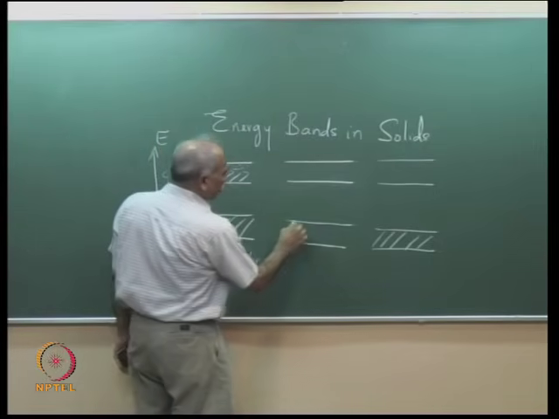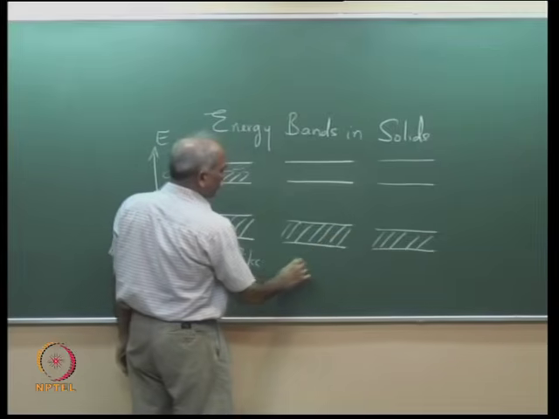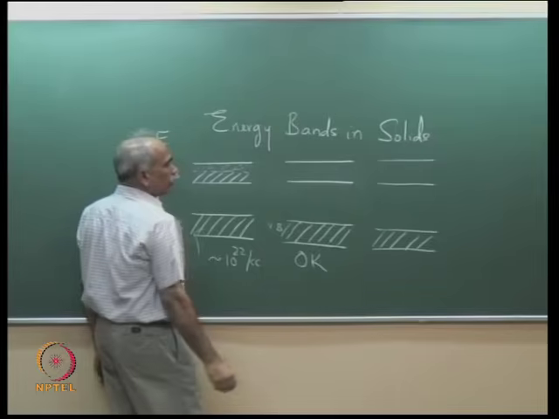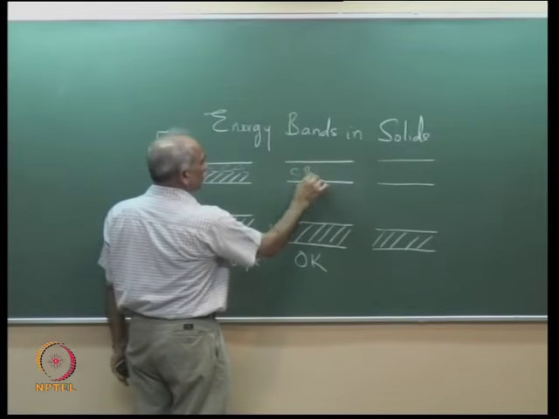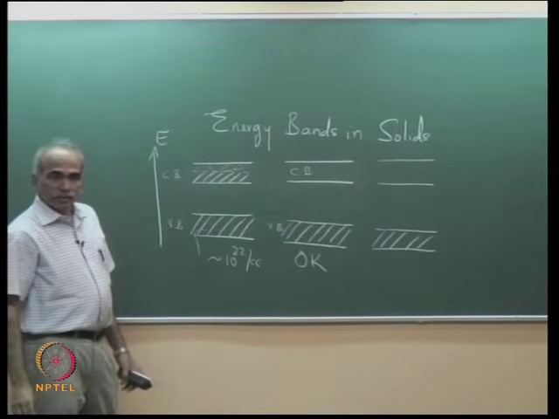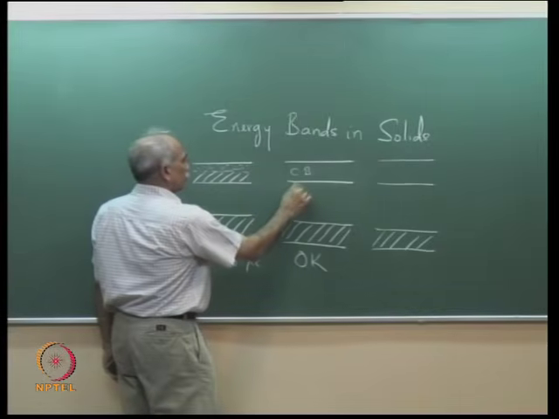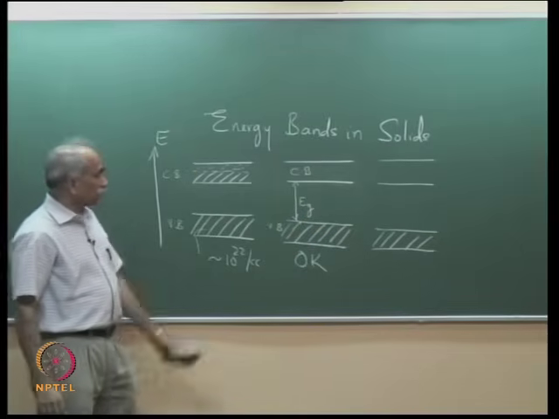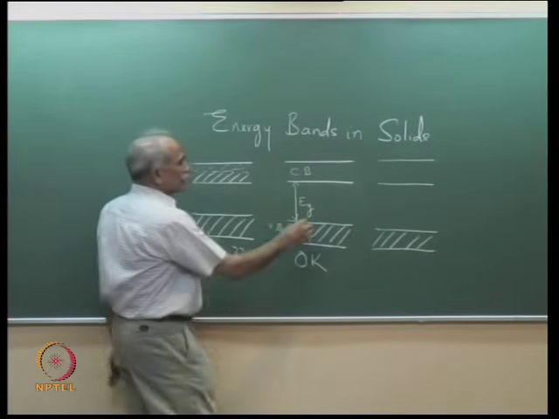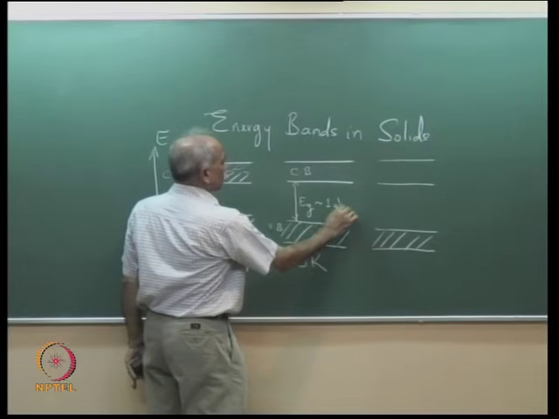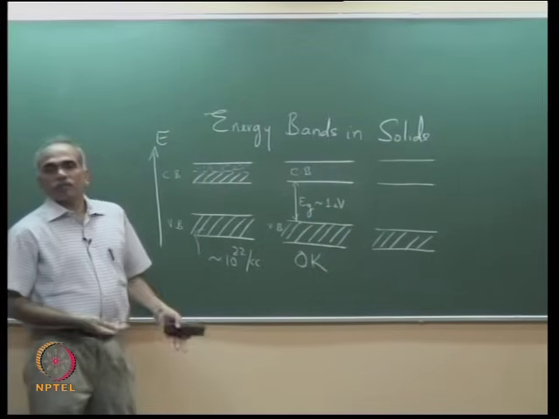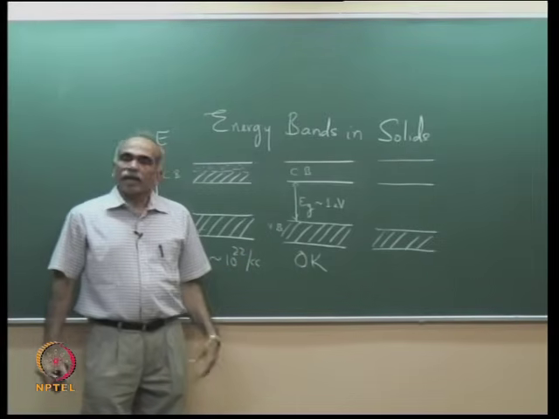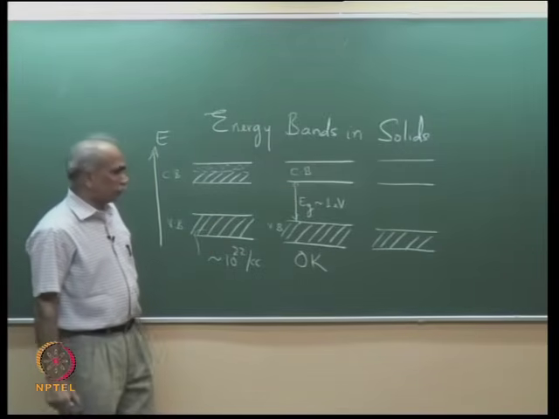In the case of a semiconductor, at 0K, the valence band is completely full and the conduction band is completely empty. Typically, the band gap here, Eg, now we talk of band gap Eg because electrons have to go up. Eg is of the order of 1 electron volt. As I mentioned, anywhere from 0.1 electron volt to 3 electron volts is the band gap of semiconductors, but let us say 1 electron volt.